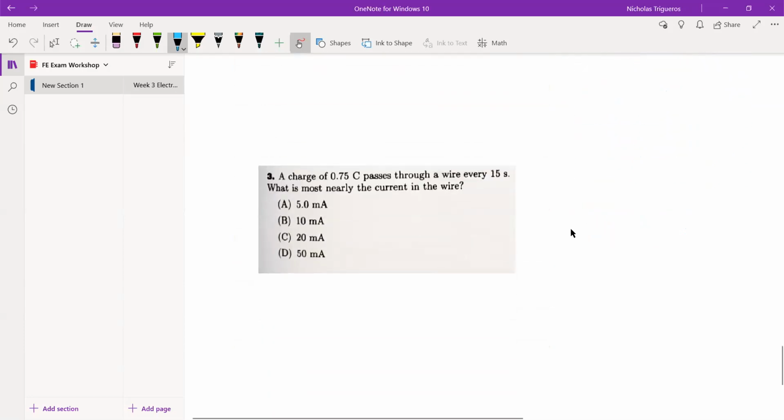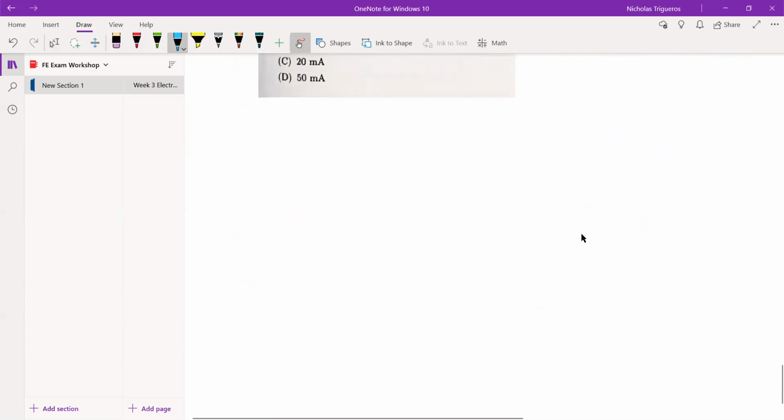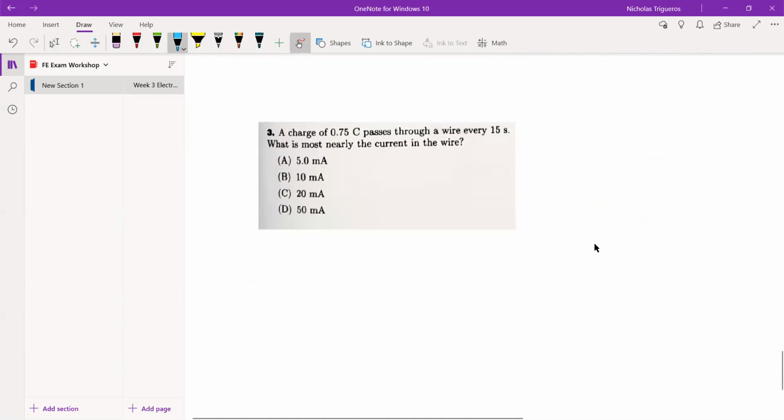We have one more problem for ourselves here. We have a charge of about 0.75 coulombs passing through a wire for 15 seconds. What is the current? We have a charge, and we have time. Charge per time, moving charge, that's a current. Is it not the derivative of charge with respect to time? That will give us a current. We're asking in milliamps.